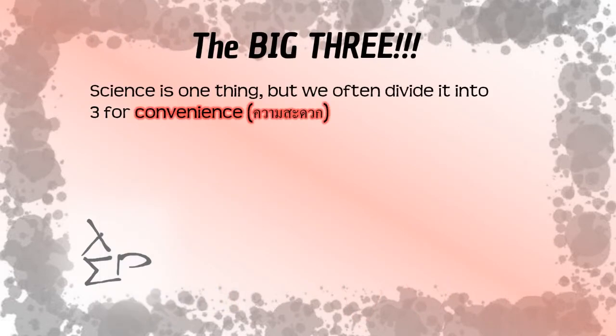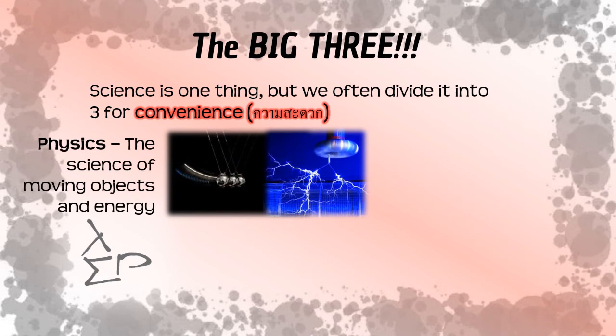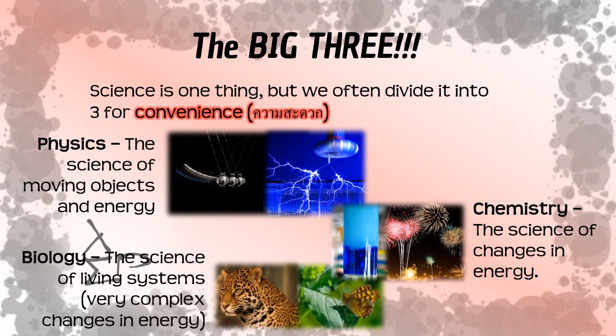And we're going to finish this look at vocabulary by talking about the big three. Science is just one thing, but we often divide it into three for convenience. The big three sciences are called physics, chemistry, and biology. Physics is the science of moving objects and energy. This covers a lot, from a falling apple to a nuclear power station. Chemistry is the science of changes in matter when elements and compounds react into new forms. And biology is the science of living systems, which are a kind of chemistry, but it is very complex and there are so many different species that we need to think of it in a completely new way.